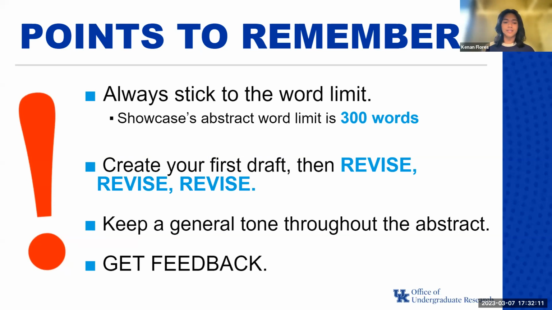And the final thing is to get feedback. There's so many ways you can get feedback from other people in your lab, from your PI, from friends who don't even know the research. They can give you great feedback because people who read abstracts don't have to know about your research, and getting different eyes on this abstract can give you a different perspective on if it makes sense and if it doesn't make sense.